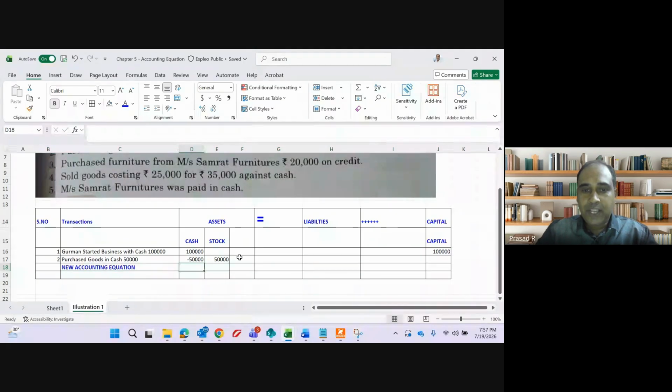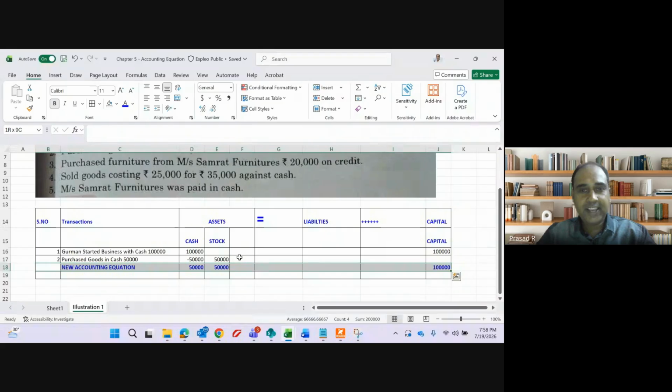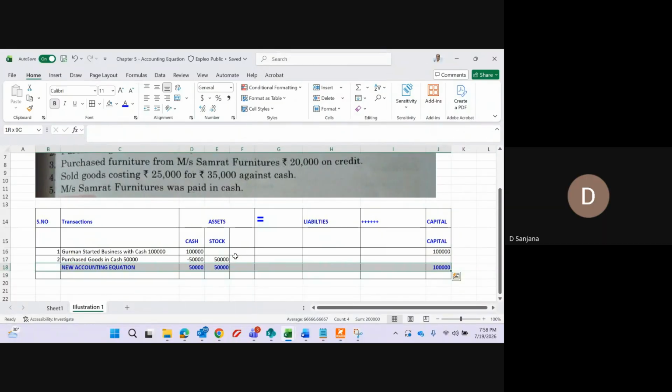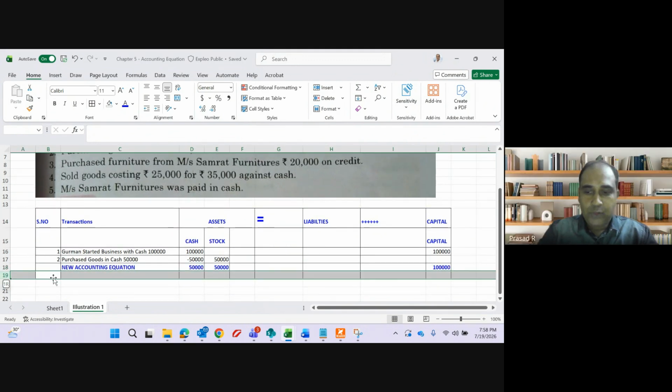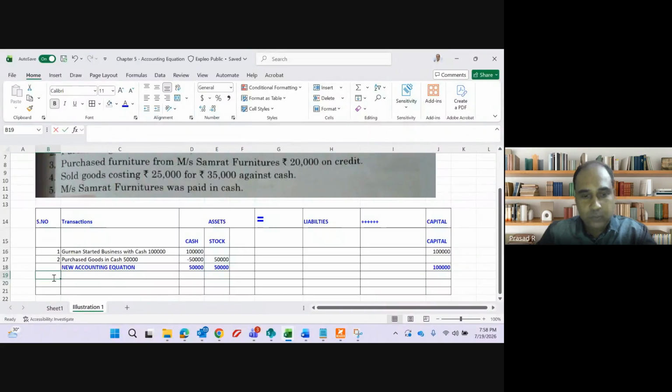New accounting equation. My cash has reduced from 1 lakh to 50,000 now. Stock has become 50,000 and my capital is intact at 1 lakh rupees. This is my new accounting equation, guys. Any doubt in these 2 transactions? No, sir. Fantastic, guys. Very, very important discussion that I am doing now.